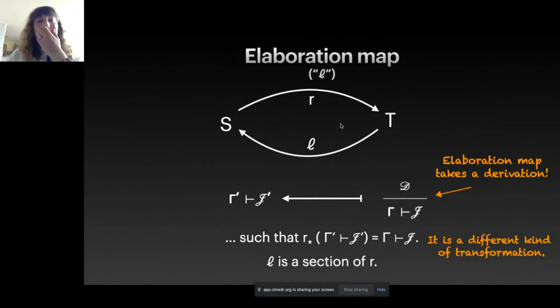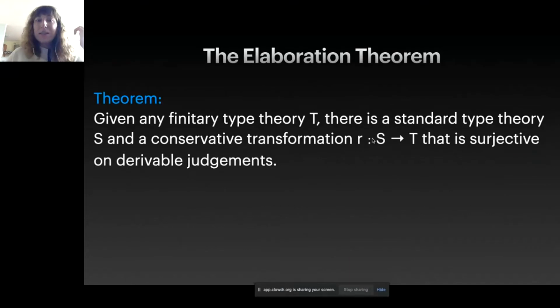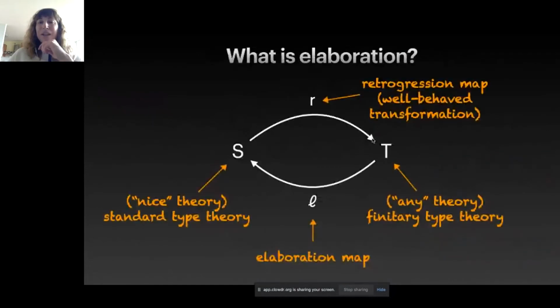So in practice, this elaboration map is what we're after, right? We start with something here, and then we want to elaborate it. We want to add annotations, but in practice, we're only able to do it when we start with something derivable. So this is the elaboration theorem, right? This subsumes the picture I have been giving you the entire time.